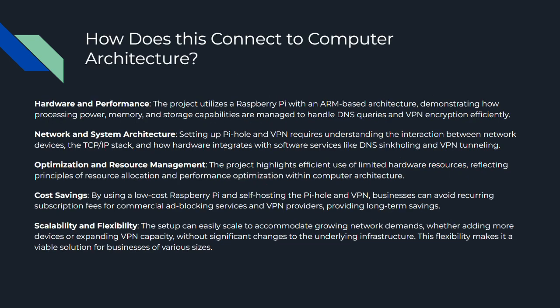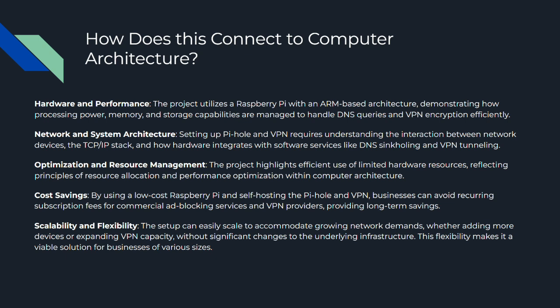This project demonstrates the practical use of the Raspberry Pi's ARM-based architecture to manage DNS queries and VPN encryption efficiently, utilizing its processing power, memory, and storage for resource-intensive tasks. The setup showcases how hardware and software integrate within the network system, specifically leveraging DNS sinkholing and VPN tunneling technologies. These components work together to secure data flow and improve network efficiency, highlighting key concepts of network and system architecture.